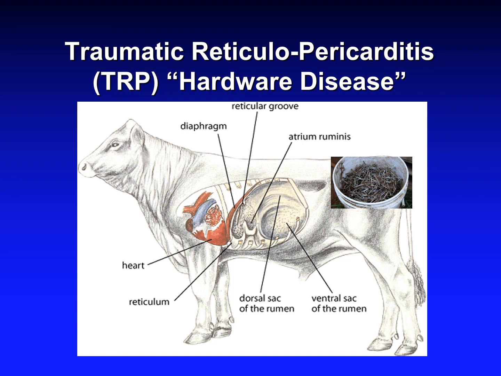Now the problem is when the nail punctures the wall of the reticulum, it goes straight to the pericardium and causes pericarditis, reticulo-pericarditis. Now, this is pretty bad because you have inflammation of the heart, which can lead to severe edema and heart failure and then death of the animal.